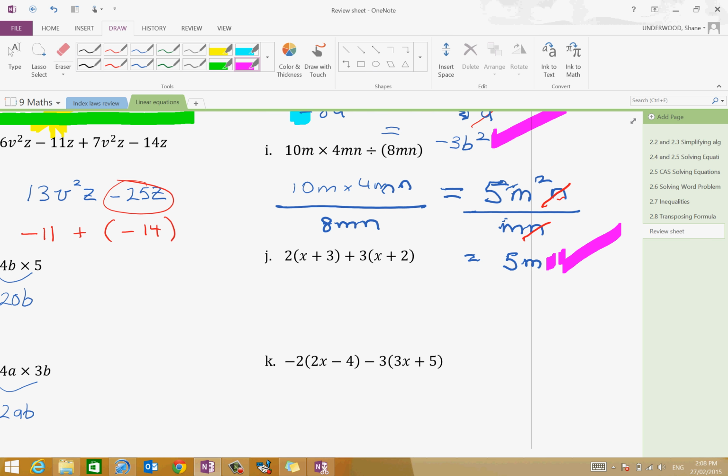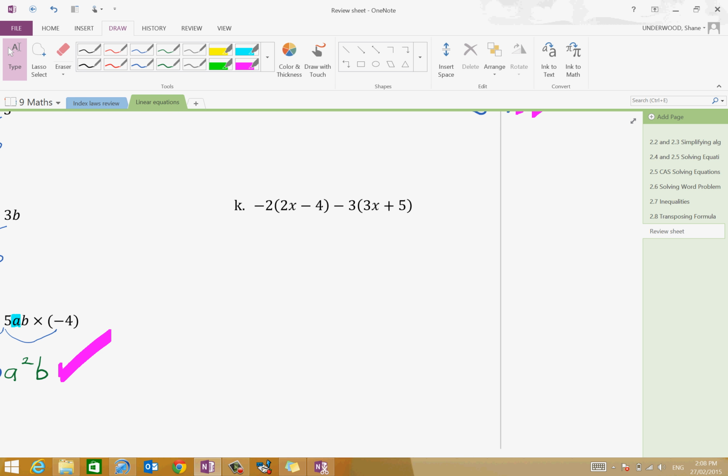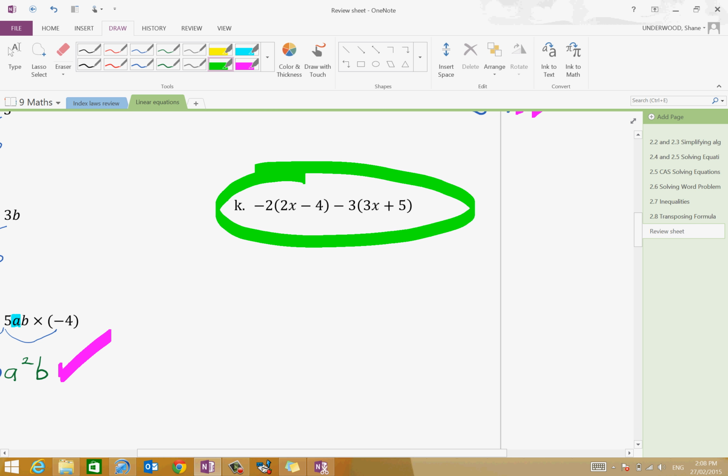All right, let's keep going. Now, this one, did Mr. Bowers go through distributive law with you last lesson? Because I asked him to, so that's good. Now, distributive law. What it means is, minus 2 times 2x, and it means that minus 2 times minus 4.